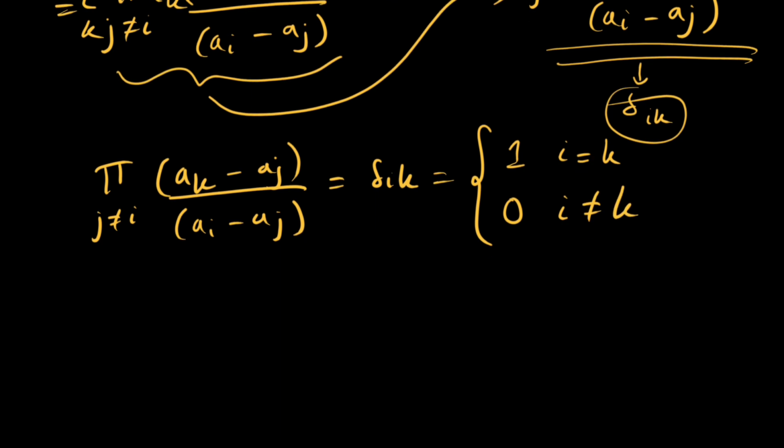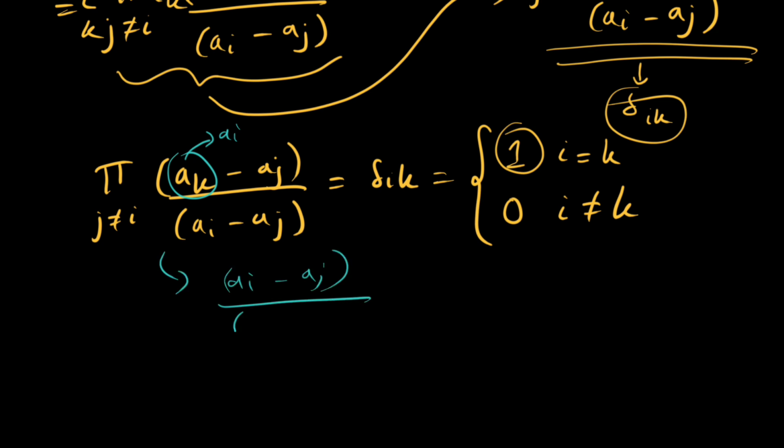Alright, so the first one is pretty clear. If I set i is equal to k, then this term here will become ai, and if this term here becomes ai, then ai minus aj and ai minus aj, all the terms would cancel and give you 1. So the first one is pretty straightforward.